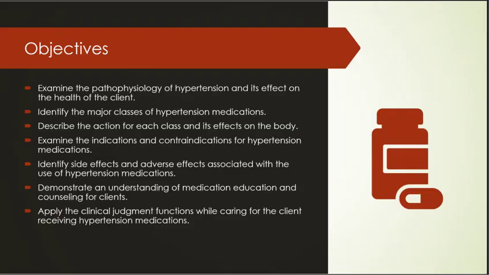Next, we'll identify the major classes of antihypertensives, including ACE inhibitors, ARBs, beta blockers, calcium channel blockers, diuretics, and vasodilators. We will discuss how each class works and how it helps lower blood pressure. We will also review the indications, contraindications, side effects, and adverse effects associated with these meds, as well as important nursing assessments and monitoring parameters.